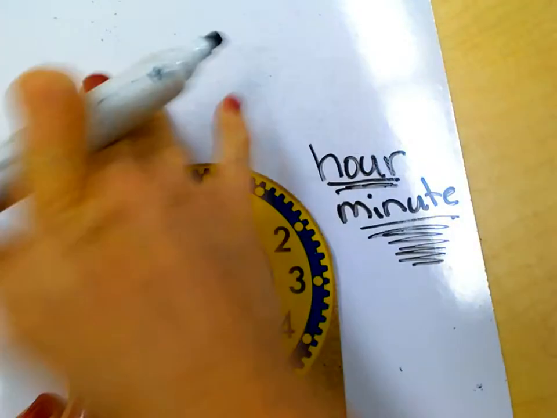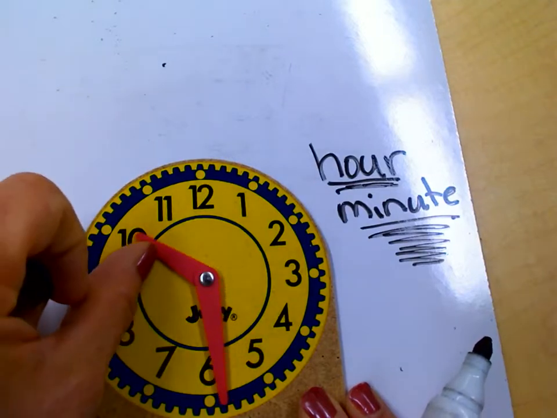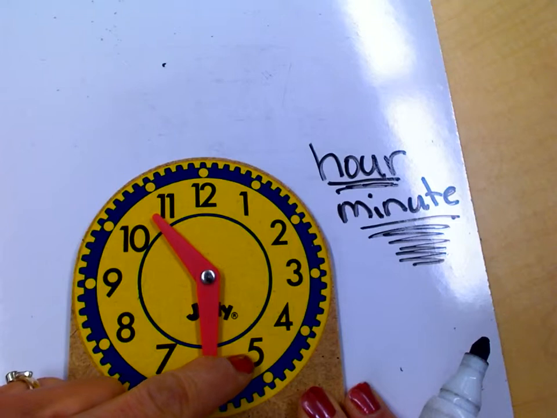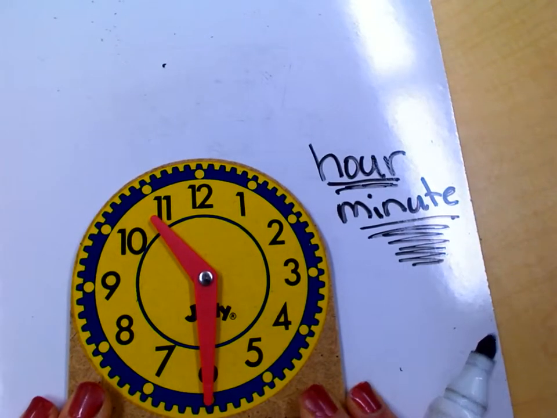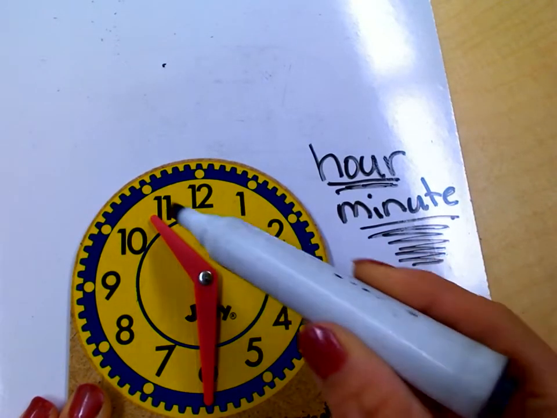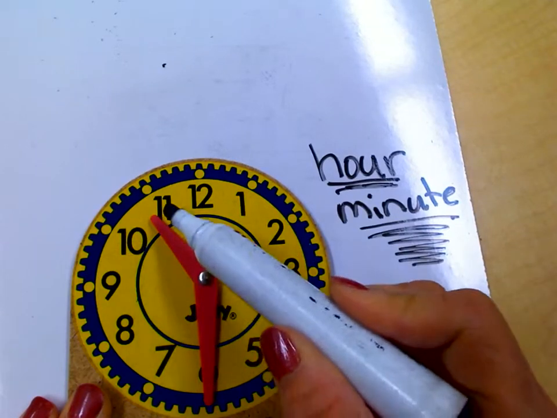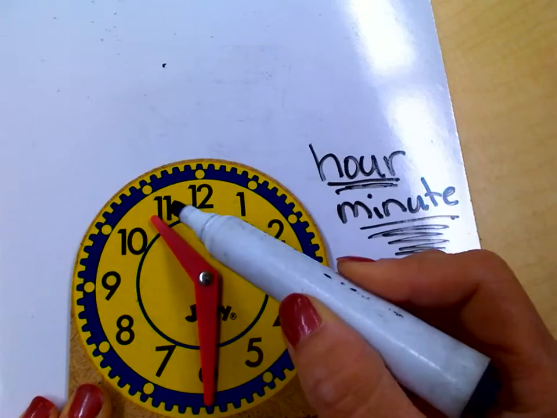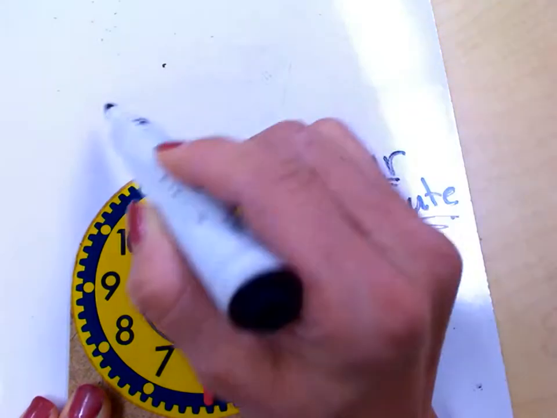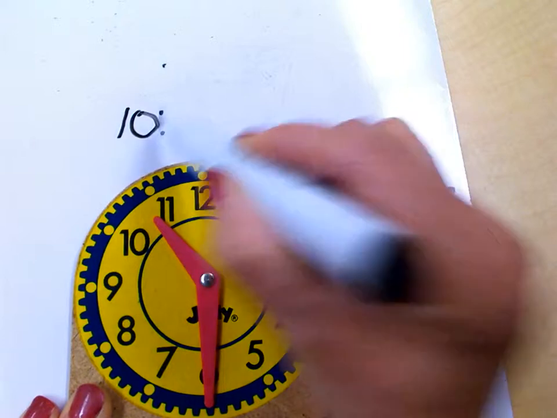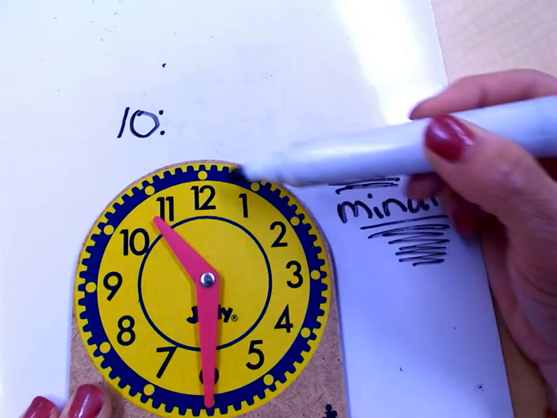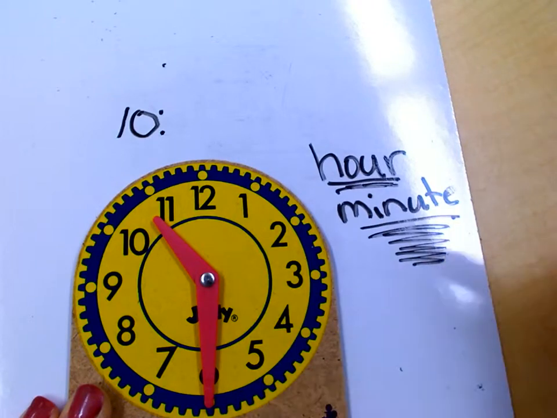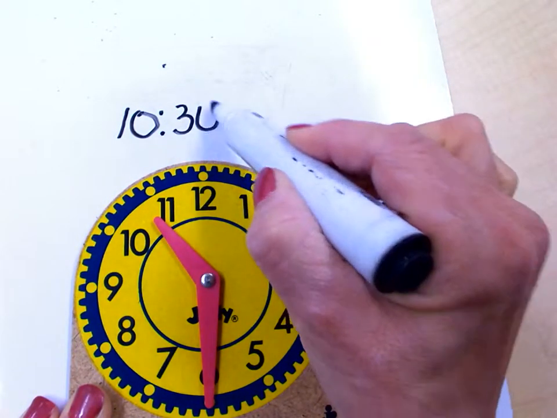Let me do one more just to kind of help us. Say my hour hand were here. And my minute hand is right there on the 6. So again, I'm going to look for my short hand, my hour hand, and I'm going to put it first. Is it past that 11 o'clock? I can even draw an imaginary line. No, it's not. So it's not 11 o'clock yet. Go back, it's 10. So I'm going to put 10 as my hour, dot, dot, and then I'm going to count by 5s again. 5, 10, 15, 20, 25, 30. Oh, there we go. So it's 10:30.